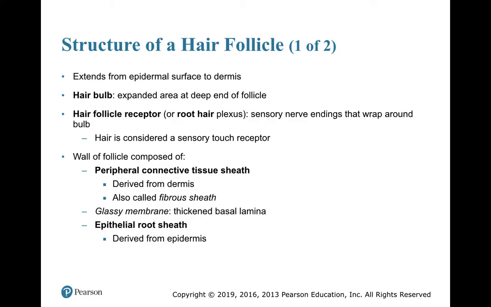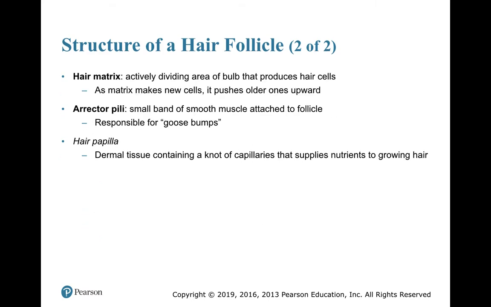The wall of the follicle has a peripheral connective tissue sheath derived from the dermis. It's also called a fibrous sheath. There is a glassy membrane, which is a thickened basal lamina, and an epithelial root sheath, which is derived from epidermis. The matrix is the actively dividing area, so cells within this area are going through mitosis. As the matrix makes new cells, the other ones get pushed upward, similar to what we saw in skin.